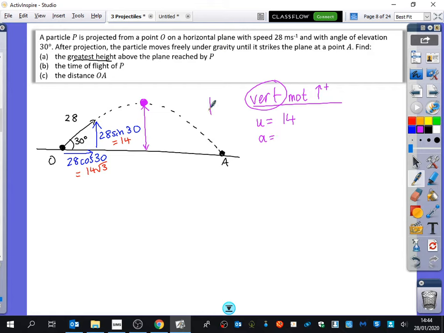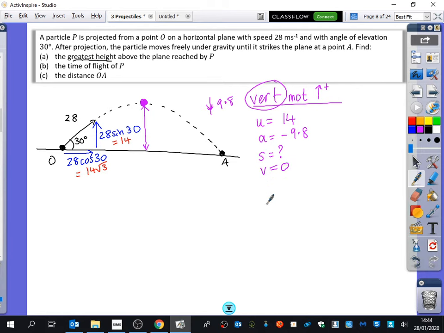A is going to be what? Okay, good, because we know it's going downwards, so we're going to say minus 9.8. We've switched it to going up. S is the thing that we're looking for. What else do we know? Good. We know that V is equal to 0.